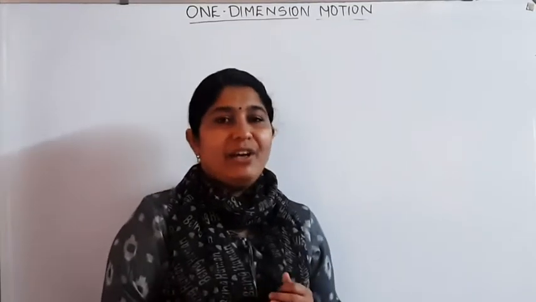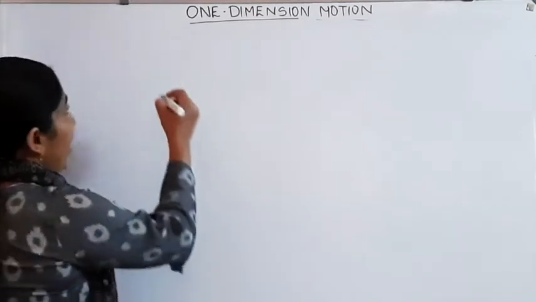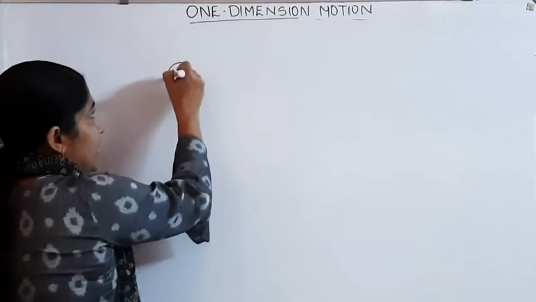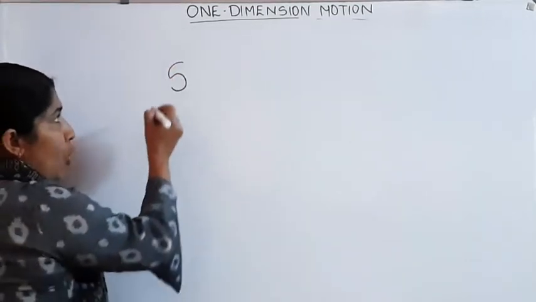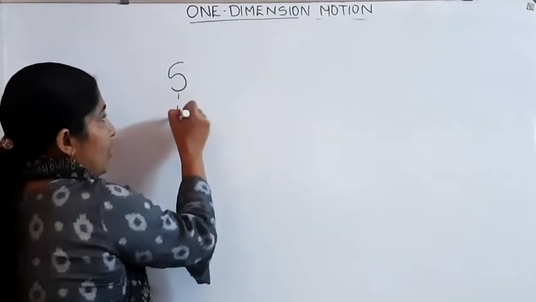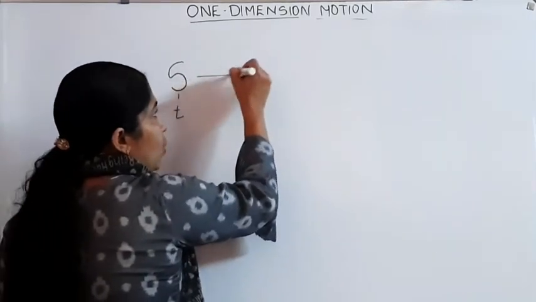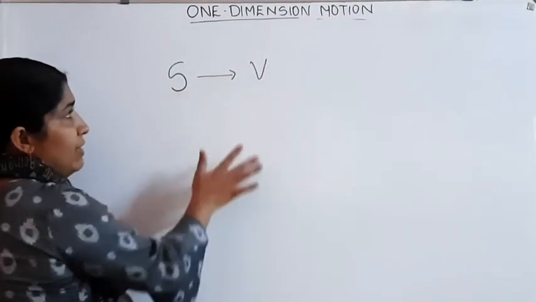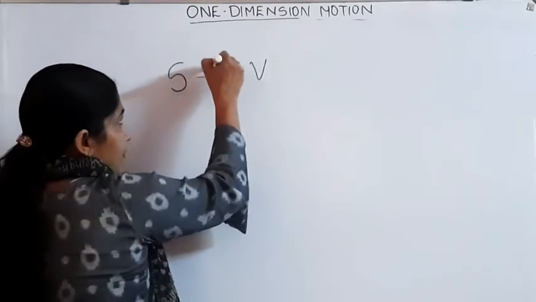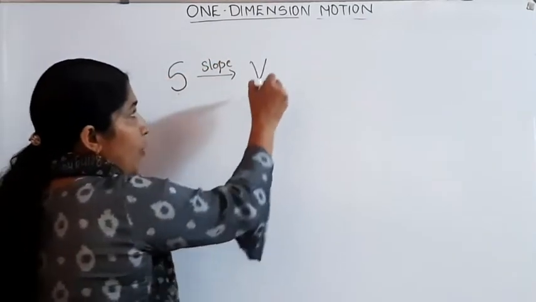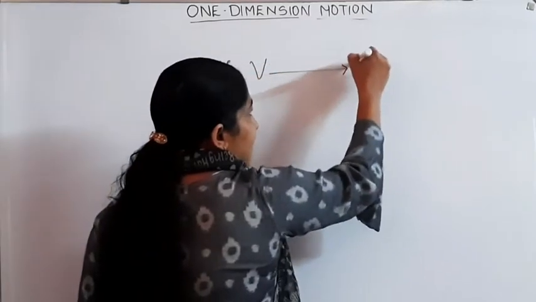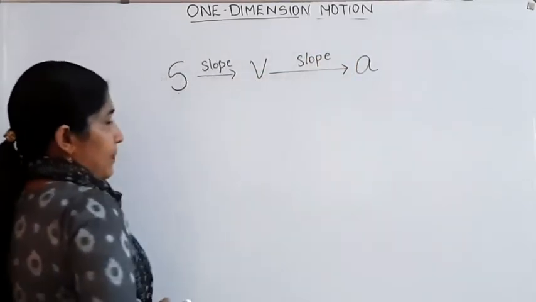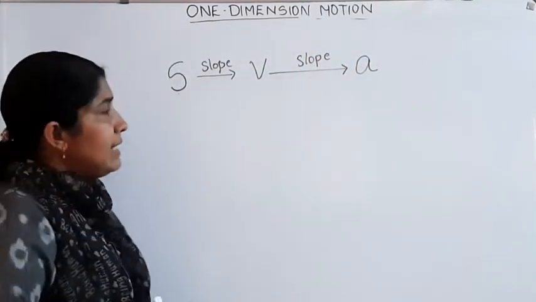From those graphs, we know what the slope of the displacement-time graph gives: velocity. Slope of the displacement-time graph gives velocity. Then the slope of the velocity-time graph gives acceleration A. Again, we studied that.